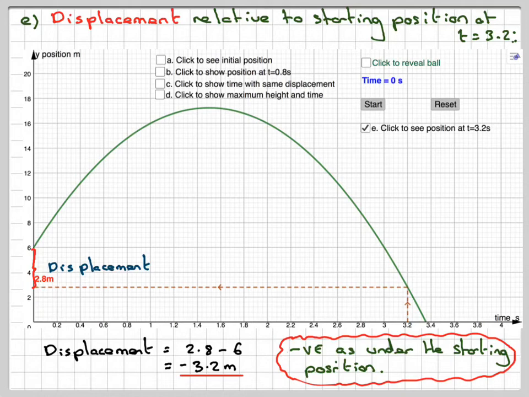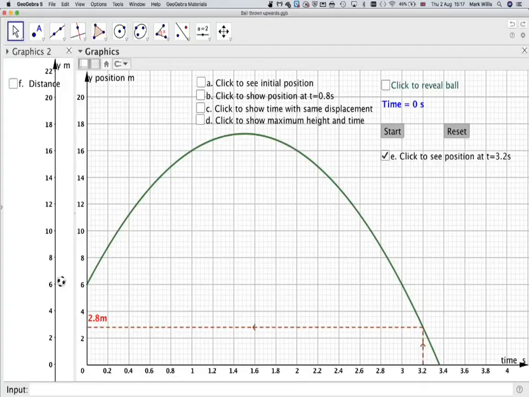Right, the final bit is the total distance travelled by the ball. If we go back to the applet, we'll uncheck that and do the animation again, looking at this bit only. The ball goes up, and then goes back down all the way. Distance is the total distance travelled.